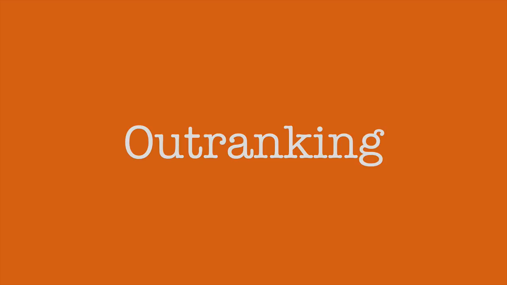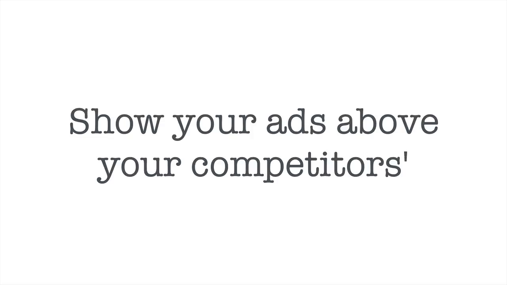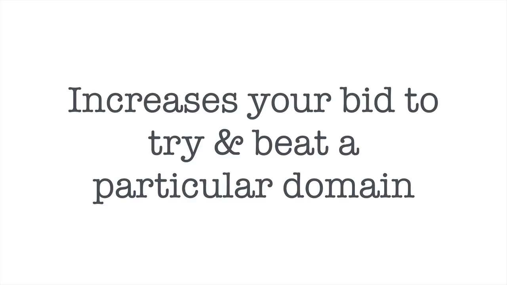Outranking, target outranking share. So this is an interesting one. And if you've played around with Auction Insights, which I'll show you in a second, then I'll show you some of the data that's there. But essentially this bid strategy is, well, another one that I would rarely use, because you're saying to Google, try and beat that particular competitor and try and show my ad above theirs when possible. No guarantees, but it'll try. So it's going to increase your bid to try and beat a particular domain. So it's one domain at a time. Again, no guarantees that it's going to work.